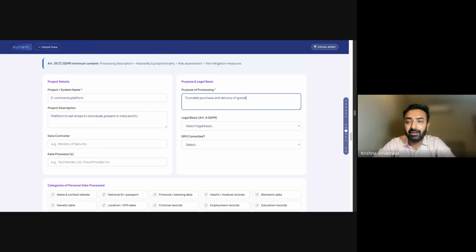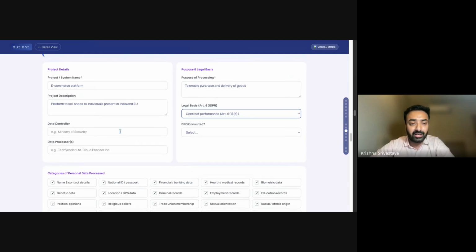So if the purpose is limited to enable purchase and delivery of goods, then of course the legal basis under GDPR could be legitimate interest or performance of contract. This is a better one. Data controller would be the e-commerce platform.